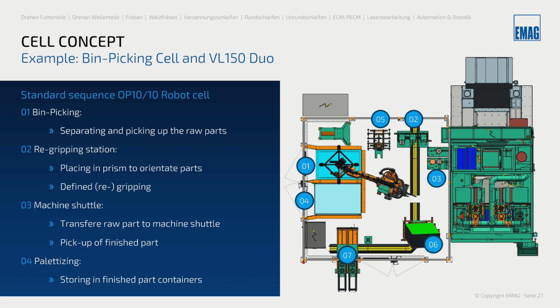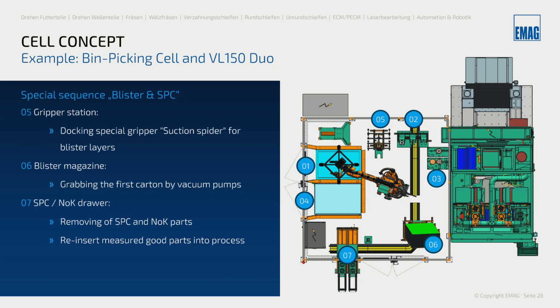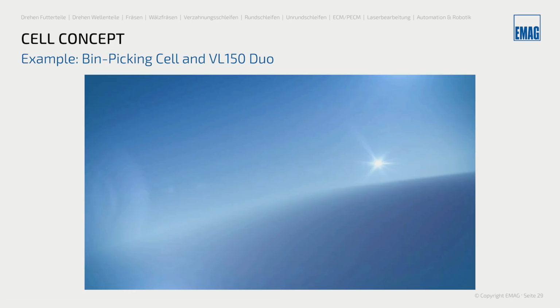Also in this layout, we have an implemented special sequence for blister and SPCs. So we have a docking station for different grippers. On position 5, a blister magazine where the robot will fully automatically change the grippers. On 5, take up blisters, and on position 6 lay them on the finished parts. And we do have an SPC drawer for removing parts, manual measuring, and feeding them back into the system.